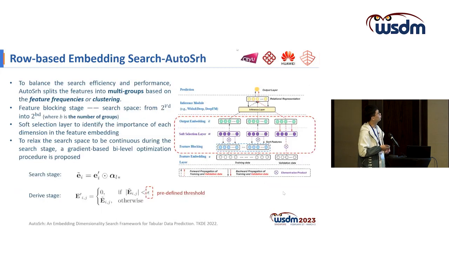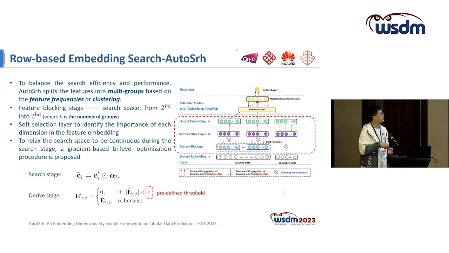And the second one is AutoSIH, which was published in TKDE 2022. To balance the search efficiency and the performance, it splits the features into multiple groups based on the feature frequencies. It involves a feature grouping stage. With this stage, the search space can be reduced because all the feature values can be grouped into different feature groups, and each feature group can be assigned a global embedding dimension.